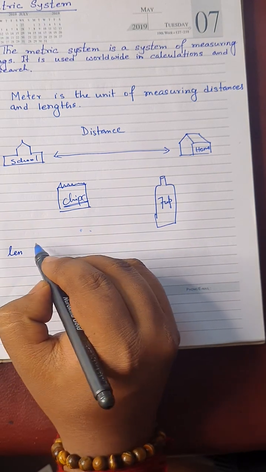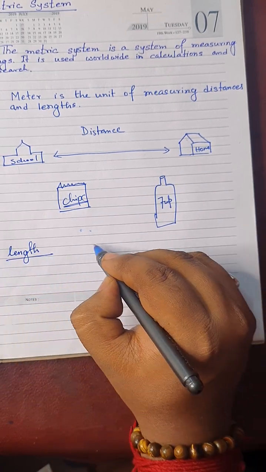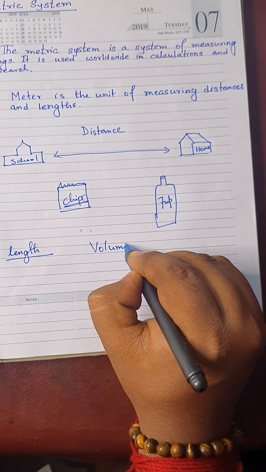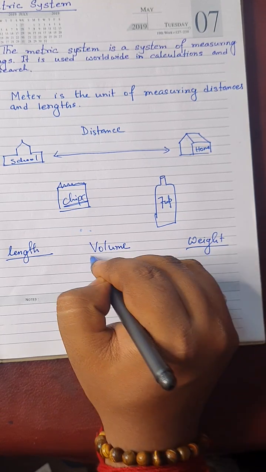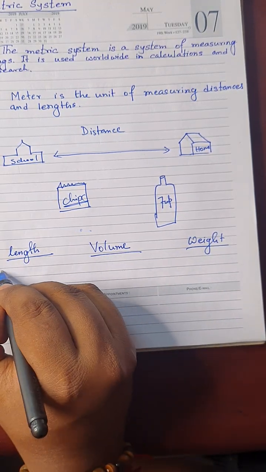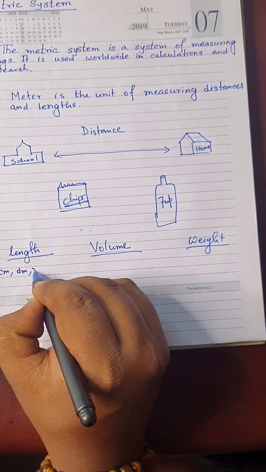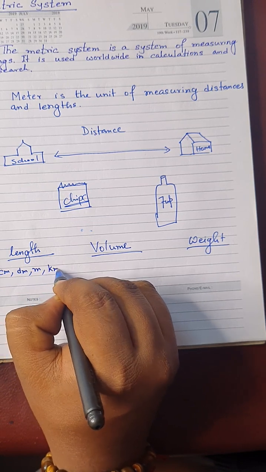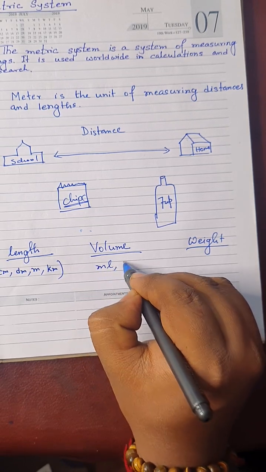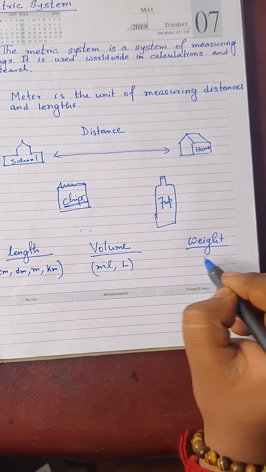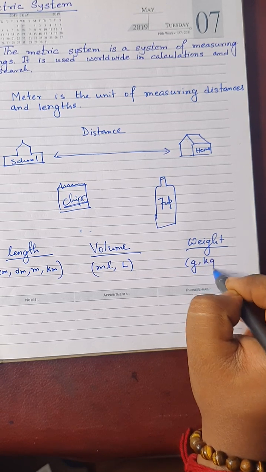So we can write here: length, volume and weight. Units for length are centimeter, decimeter, meter and kilometer. For volume it is ml, liter, and so on. And for weight you can say gram, kg, etc.